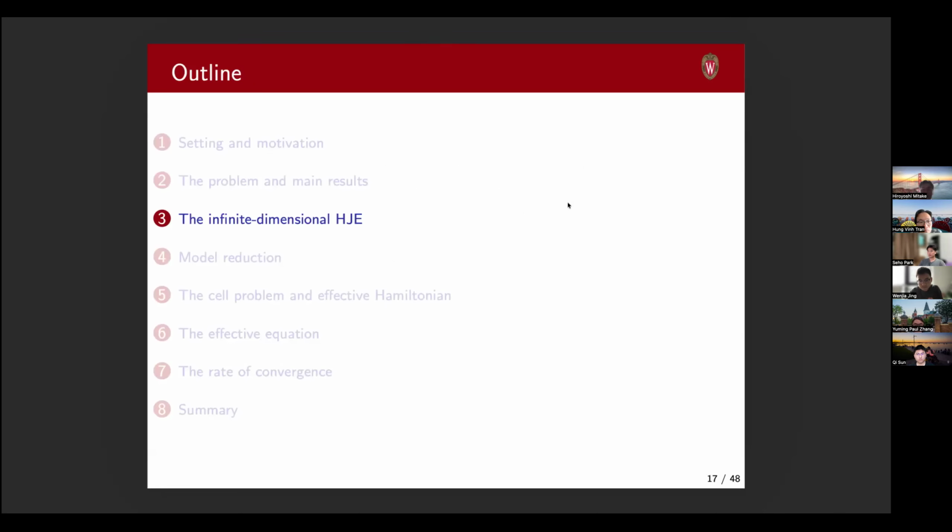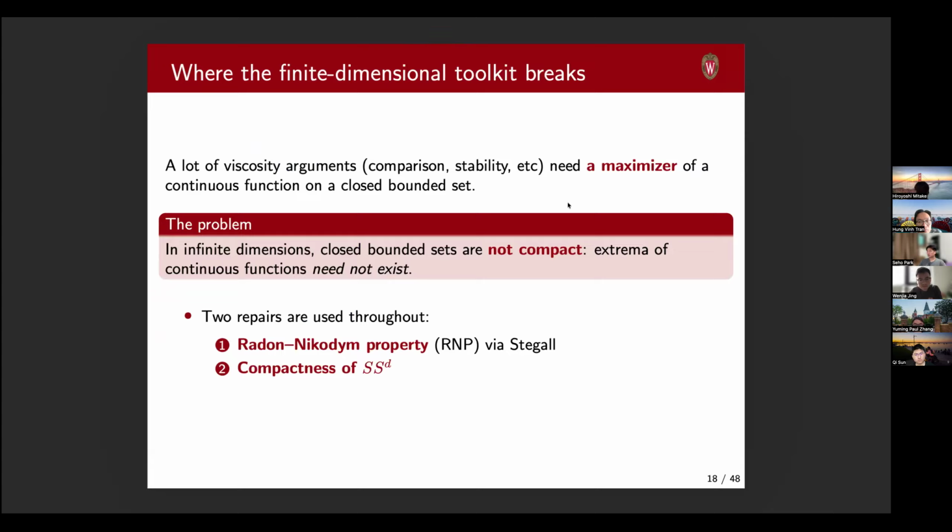Okay. So that was the example. And then I want to talk about some introduction about the infinite dimensional Hamilton-Jacobi equation. In finite dimension, most of the viscosity arguments need a maximizer of a continuous or smooth function to use the subsolution or supersolution test. But in infinite dimension, it is not locally compact. So of course, closed bounded sets are not compact. So a continuous function on that need not have a maximum. So that is the problem.